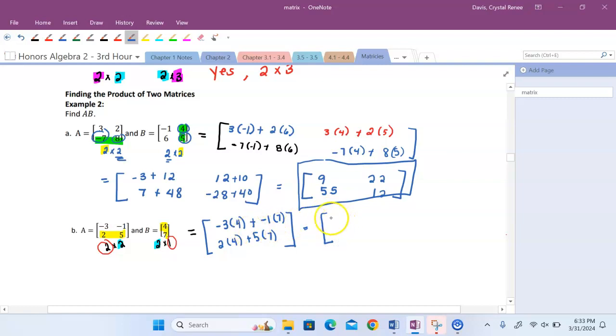So this would be -12. -1 times 7 is -7. And this is 8 plus 35, which I then get -19, and 43. And this here is my product.